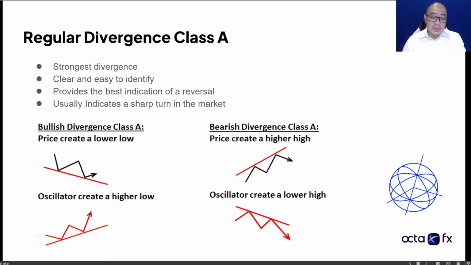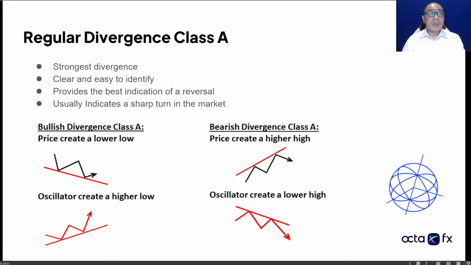You can screenshot this one if you want to, but we are going to talk about regular divergence class A. This is basically your main tool when it comes to divergence. When it comes to regular divergence, this is the reference point. This is what a lot of traders are looking at when they talk about divergence. It is the strongest type of divergence. It's clear and easy to identify. It provides the best indication of a potential reversal in the market. It usually indicates a sharp turn in the market as well.